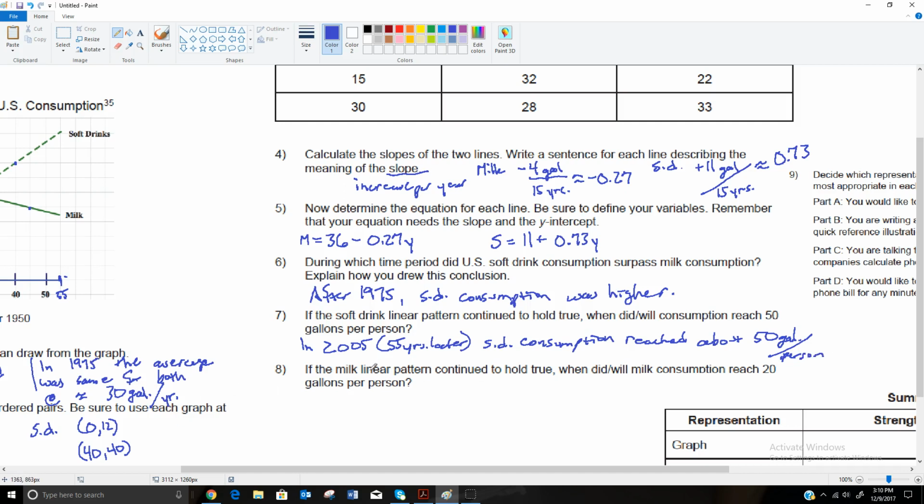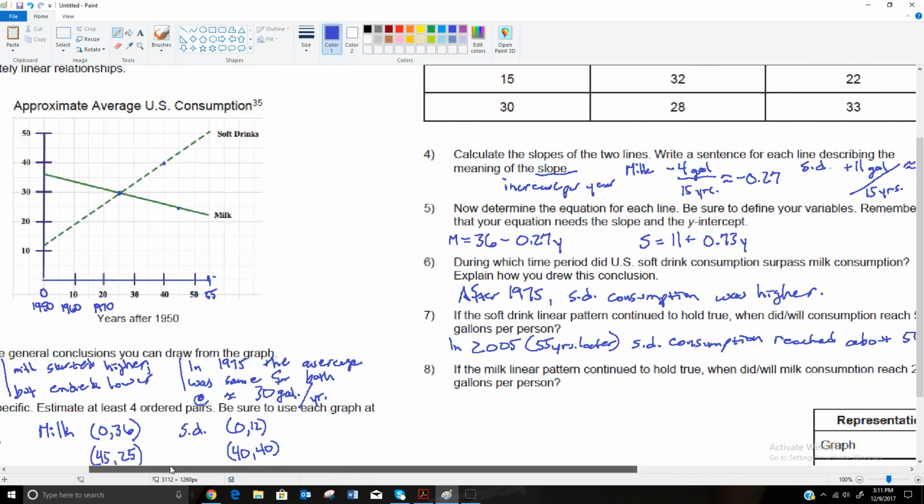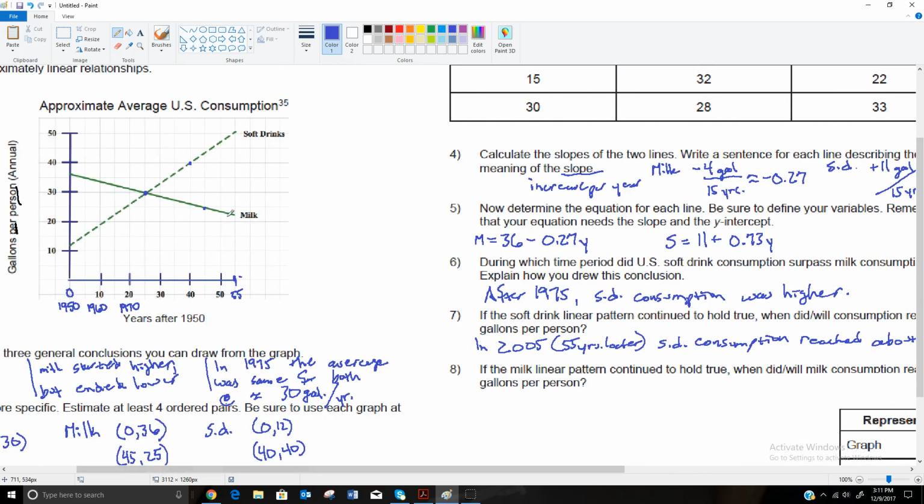And if the milk pattern continued to hold true, when did or will milk consumption reach 20 gallons a person? So again, we got to go back, make sure we're looking at the milk line, and you'll see at this point it's not there. And so what we could do is we could extend this if we wanted to, especially if you had a straight edge, it would be better. You could extend this down and say, oh, it looks like it's at about 60 years later, or 2010.